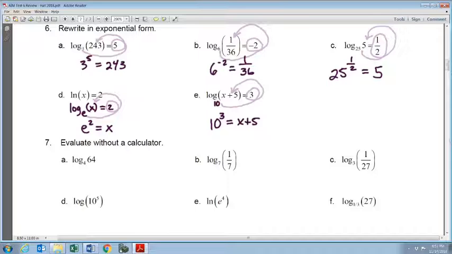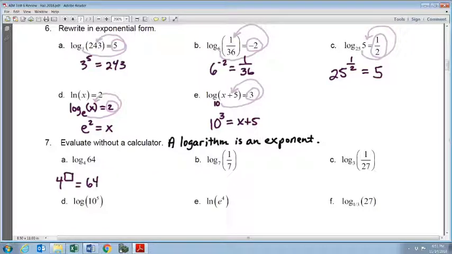All right, so now when we get to number 7, we're going to evaluate logs. Well, remember, a logarithm is an exponent. So when I look at letter A, I know that this logarithm represents an exponent. It's the exponent you put on a base of 4, that's our base, to get an answer of 64. What I usually do in my mind is this. I'm thinking 4 to the what power gives me 64, and that would be 3, so the answer here is 3. Now we could always check it. 4 to the 3rd power equals 64, and that's true.